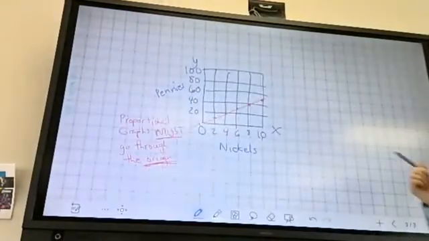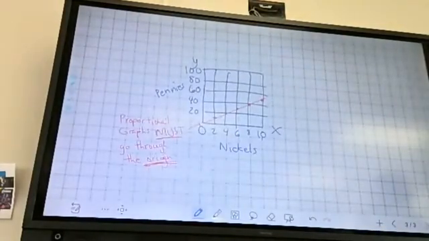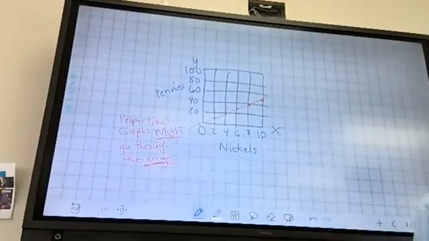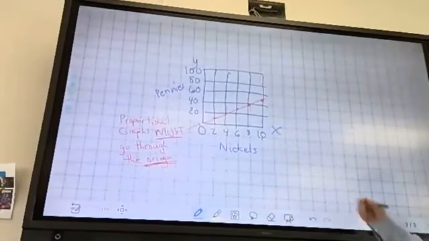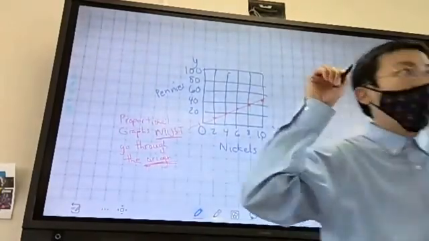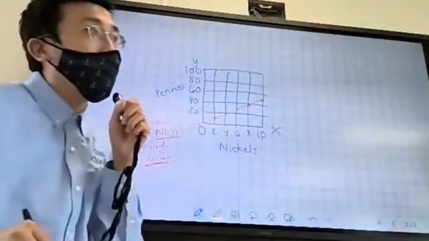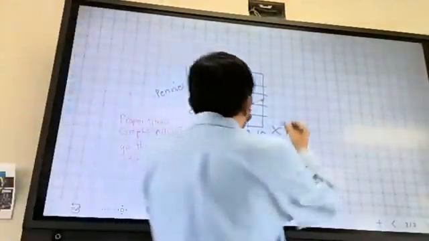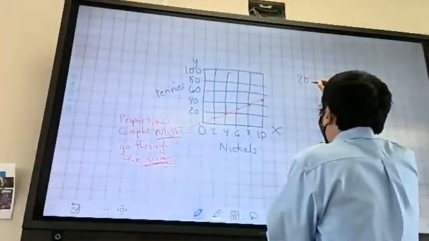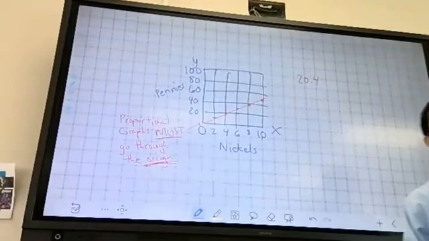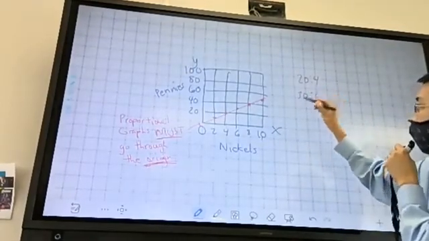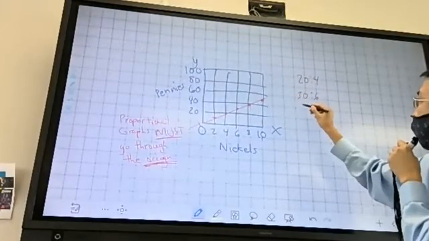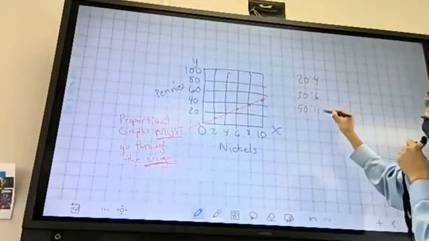Now that we have our graph, we need to come up with some ratios. Can I get one ratio based on what we have from the graph? What's one of our ratios? And remember, it's always y to x. Indigo? 20:4, yes. 20:4 is one of our ratios. 30:6 is another ratio. 50:10. And 50:10, yeah. So we have at least 3 equivalent ratios.